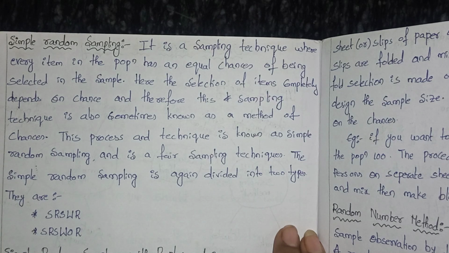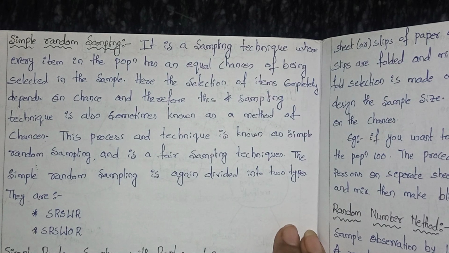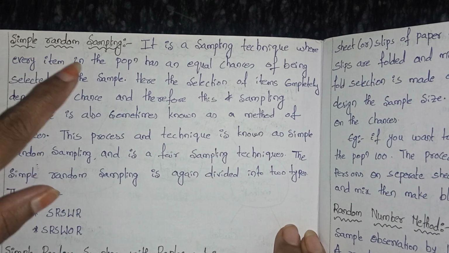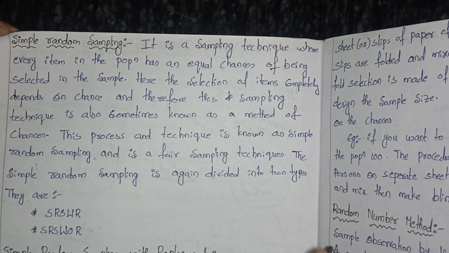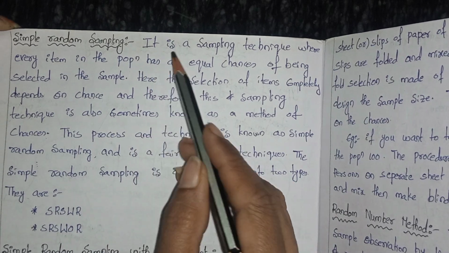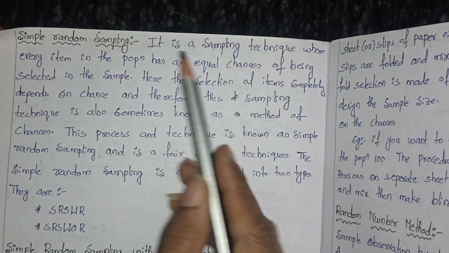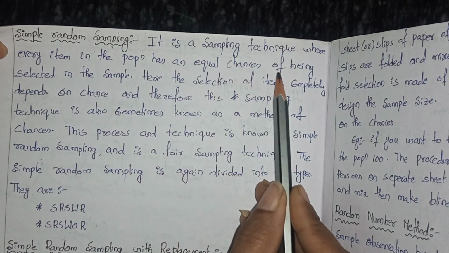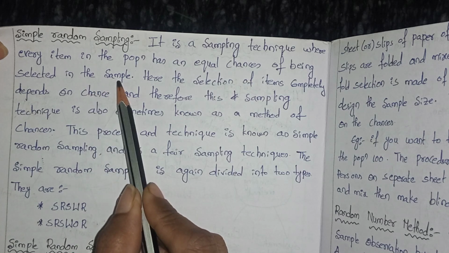Hi students. As we discussed in the previous video, the types of sampling methods, now we are going to learn the first method, that is simple random sampling. Simple random sampling is a sampling technique where every item in the population has an equal chance of being selected in the sample.